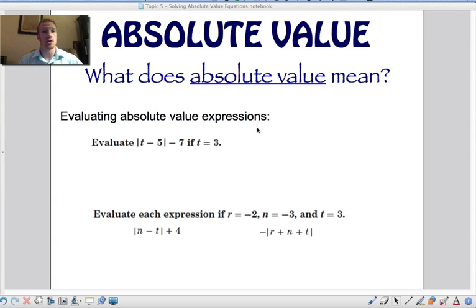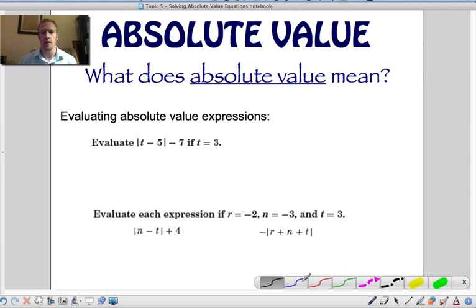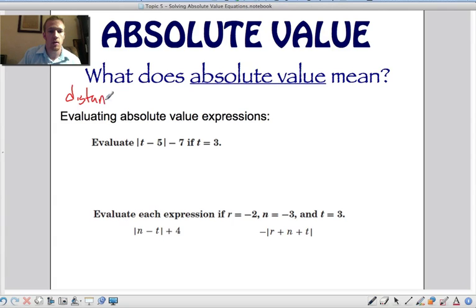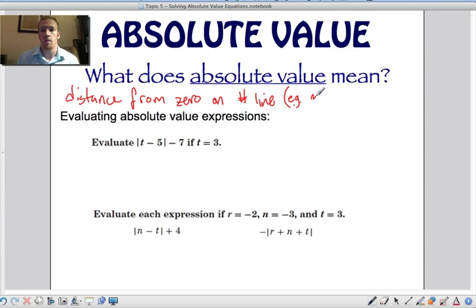Alright, so now we're talking about solving absolute value equations. So first we've got to think, what does absolute value really mean? All it really means is the distance from 0 on the number line. So that means basically make the result inside the absolute value positive.